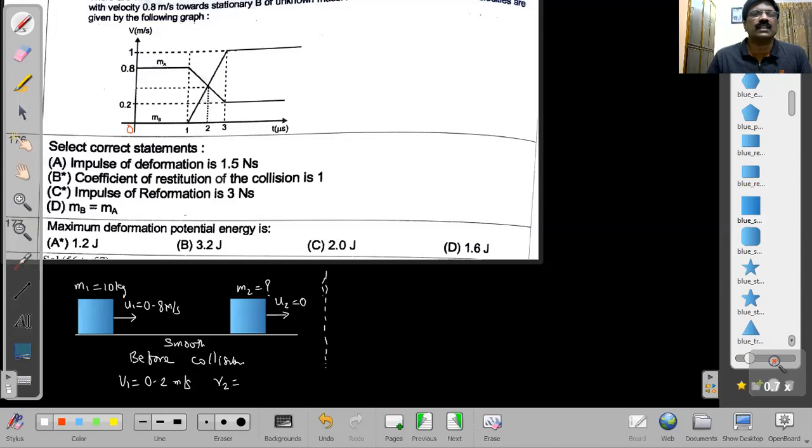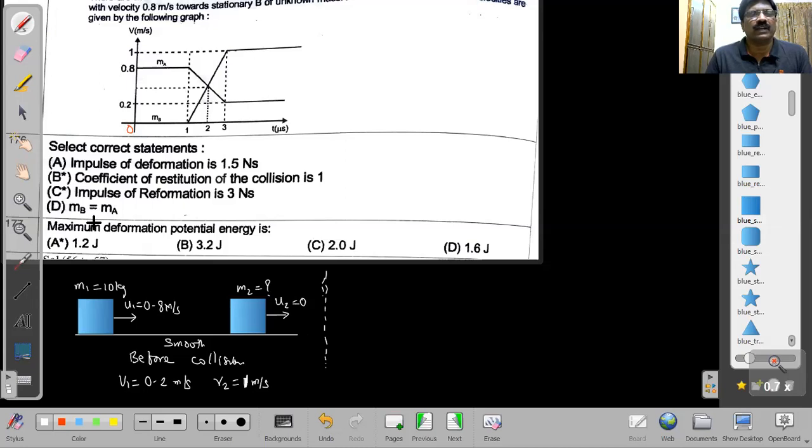What is the velocity of the second block after collision? If you see the diagram, that is equal to, here 1 is there, no? So this is equal to v2, this is equal to v1. That's why v2 is equal to 1 meter per second. Okay, so after collision, velocities of the two blocks are known. Before collision, velocities of the two blocks are known. So mass can be calculated.